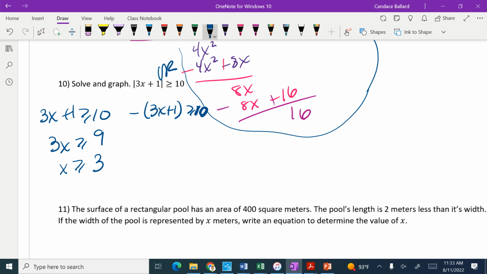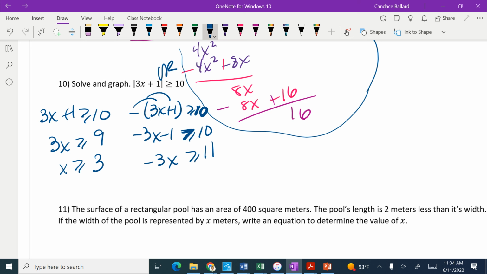Okay, what do we need to do with it? What's instinct kick in and tell you to do with this? Distribute. Good. So we've got negative 3x minus 1 greater than or equal to 10. Okay, what are we going to do with that 1 now? Add it. So what is 10 plus 1? 11. Good.